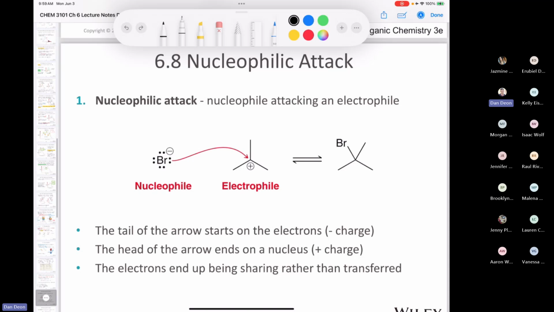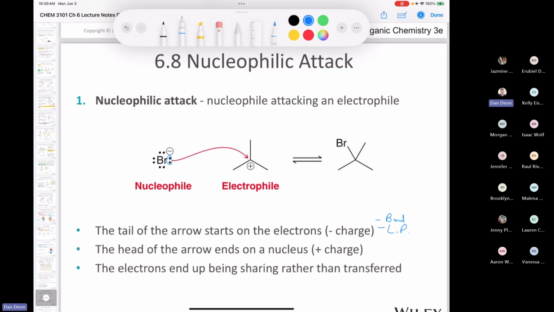Now, the tail of an arrow always starts on a pair of electrons. It can either start on a bond or a lone pair, but it has to start on a pair of electrons. Here you see the tail of the arrow starting on a lone pair. It doesn't matter which one; they just chose this one that I happen to have in the blue circle. So you see the tail starts on the pair of electrons that are making the bond, and the head of the arrow ends on a nucleus.